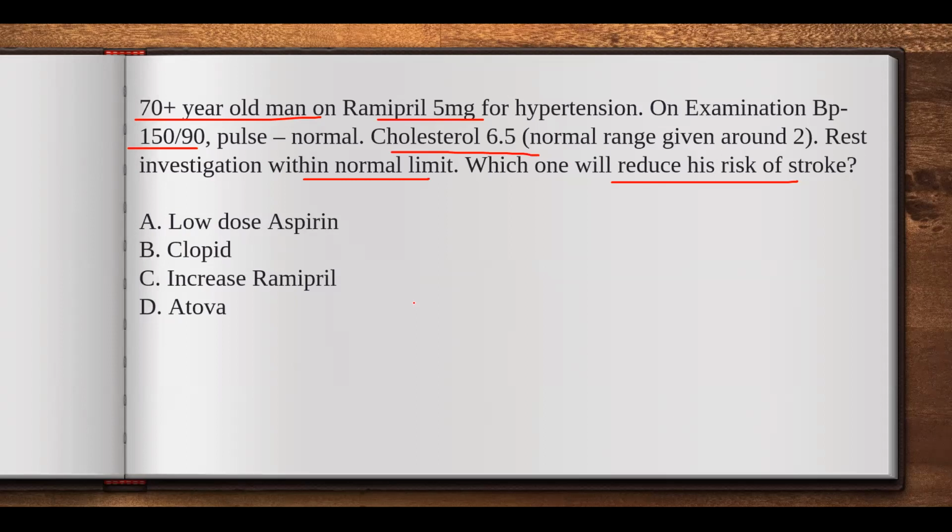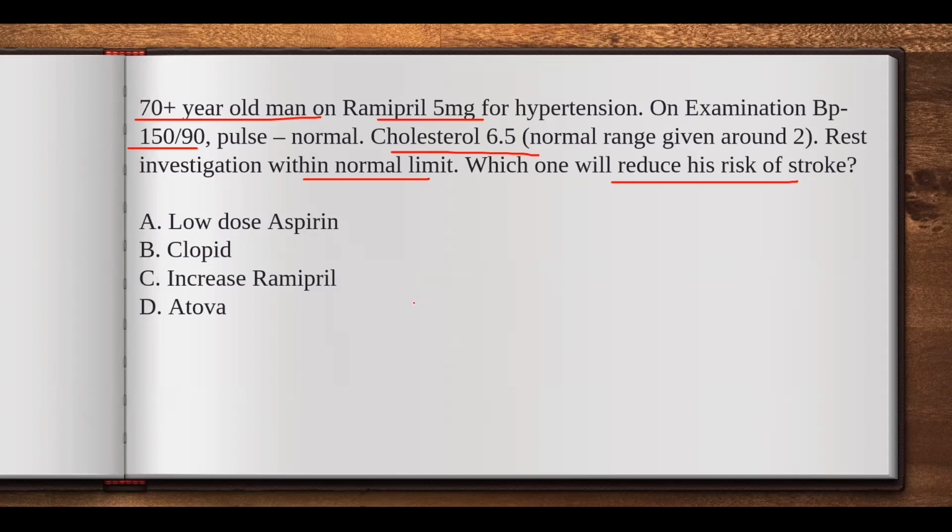If they ask you which one is best to reduce the risk of hemorrhagic stroke, that would be increasing the ramipril, because hypertension is the most important cause for hemorrhagic stroke. So depending on what they actually ask in the question, we need to choose accordingly. Okay, but among everything, the most important part is hypertension. Remember that, guys. Like cholesterol 6.5 may not kill the patient, but hypertension in a 70-year-old, we should always consider lowering it down.